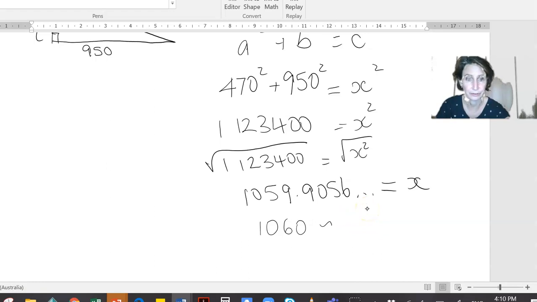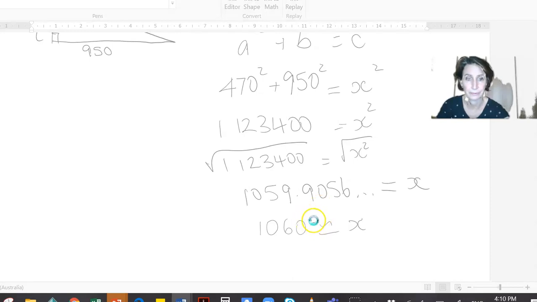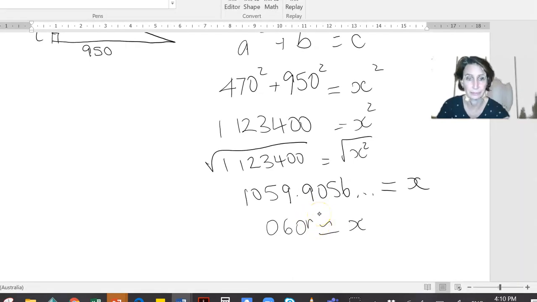So there we've got, oh, didn't work. 10 centimeters. It's playing up on me. There we go. So that's our final measurement there.